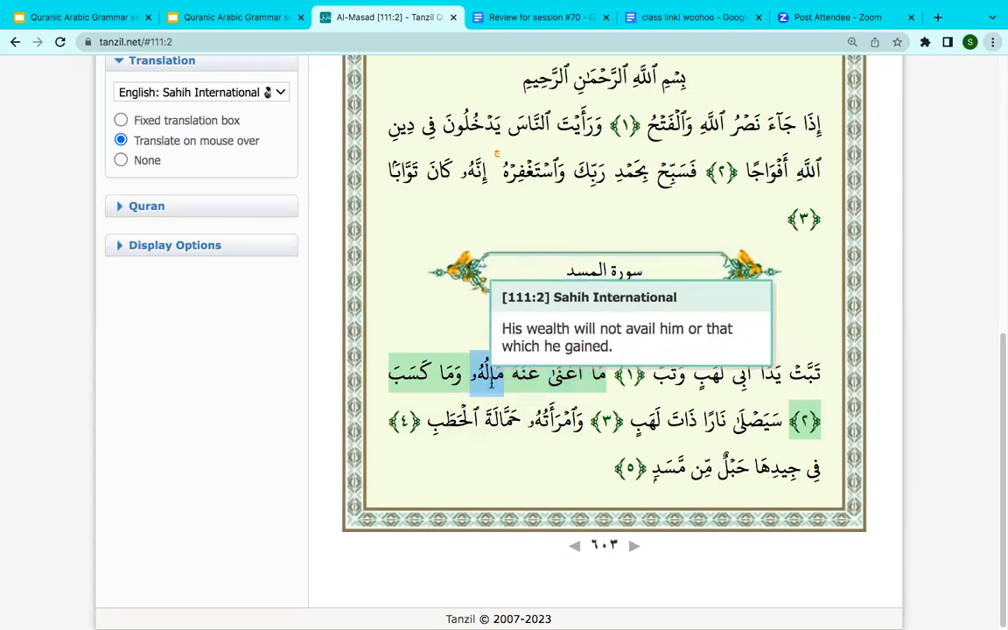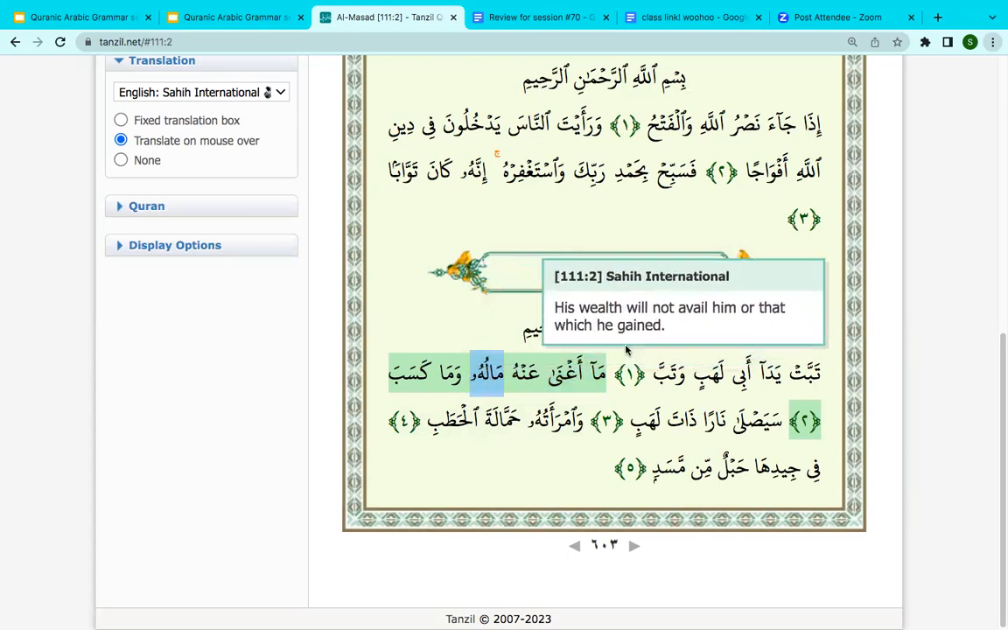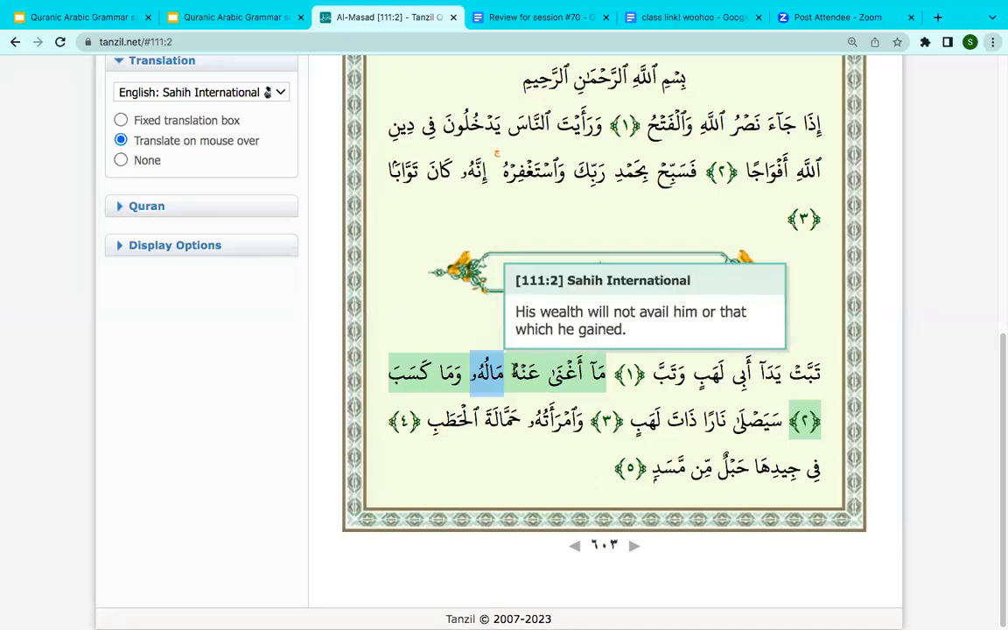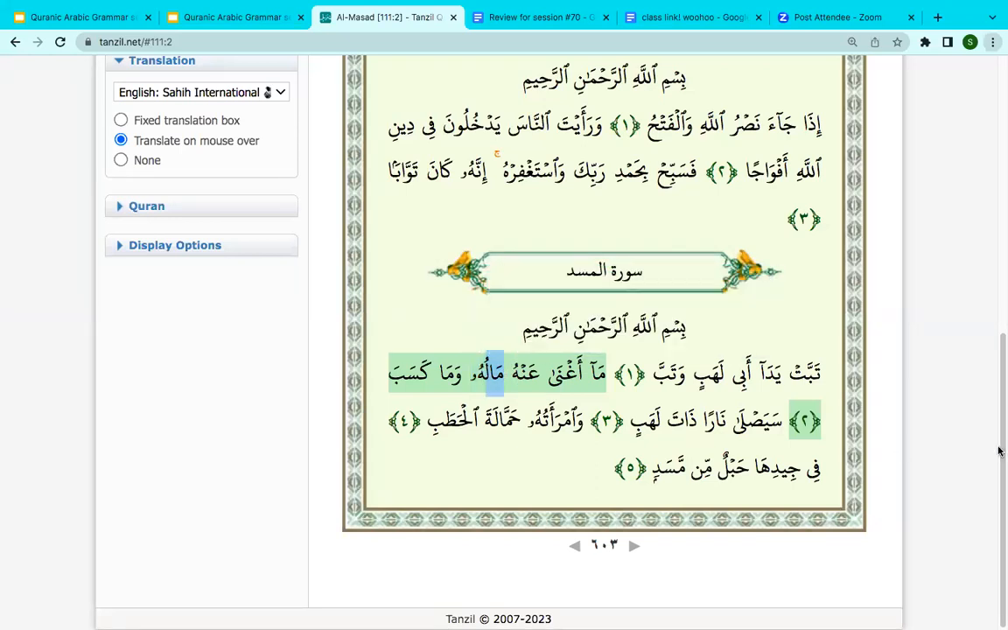Maluhu, maluhu. What is maluhu? Tell me grammatically, one by one. It's an idafa number one. That was the number one answer that I was looking for. Now tell me, what's the status of your mudaf? It's raf' in status. Can you ever have an ism in raf' status after aghna, after a fail with ana?